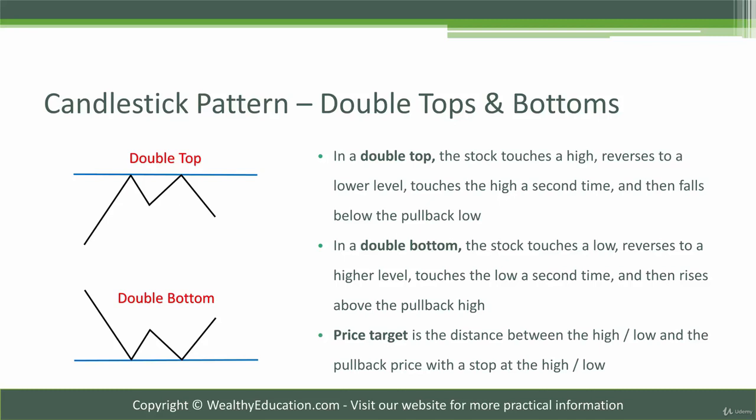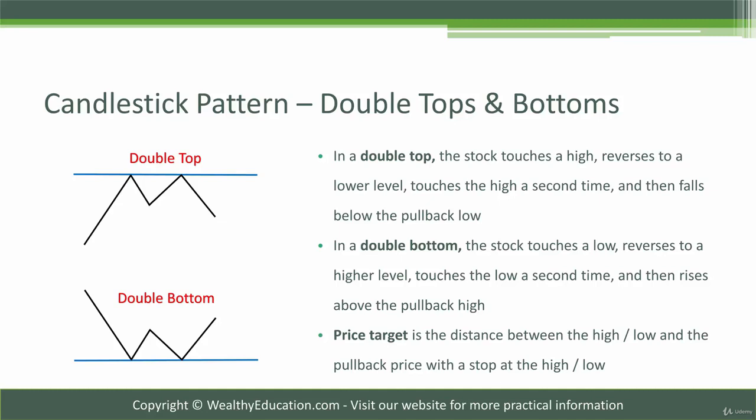So let's say you have a stock trading at 17. The stock moves up to 20. It moves back to 17, back up to 20, and then back down through 17. The difference between 20 and 17 is 3, so you're looking for a $3 price target in that stock. So you're looking for it to fall to around $14 before you would cover a short position in the stock.